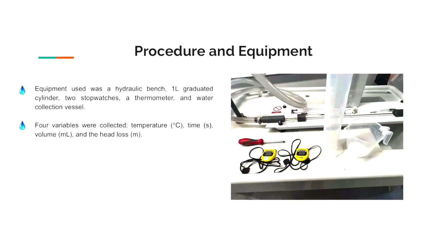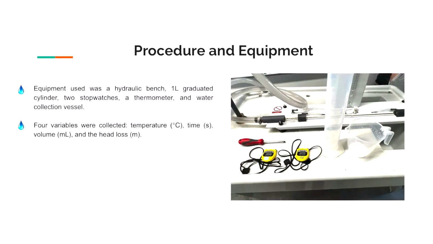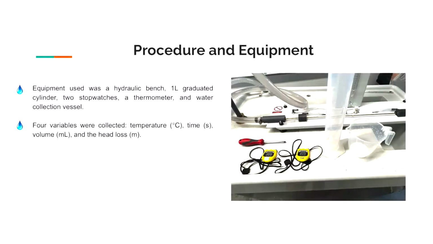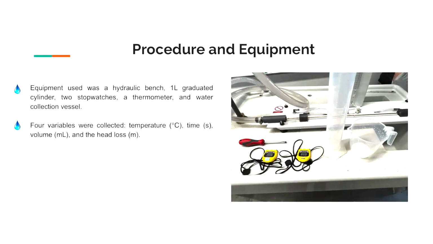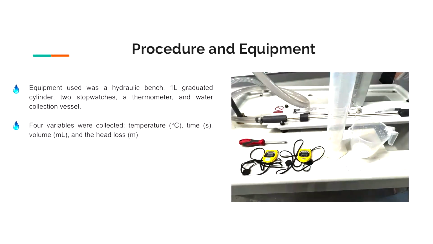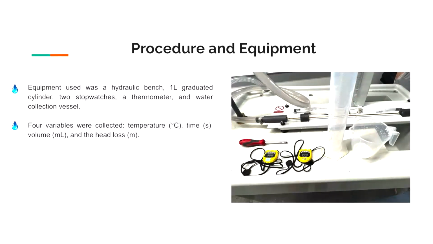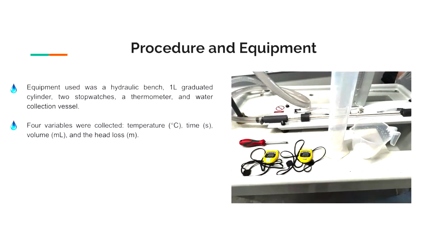Other than the TecQuipment friction loss in a pipe apparatus attached to a hydraulic bench, we used a 1 liter graduated cylinder, 2 stopwatches, a thermometer, and a water collection vessel. The 4 variables that we collected when experimenting and collecting data were the temperature, time, volume, and the head loss.